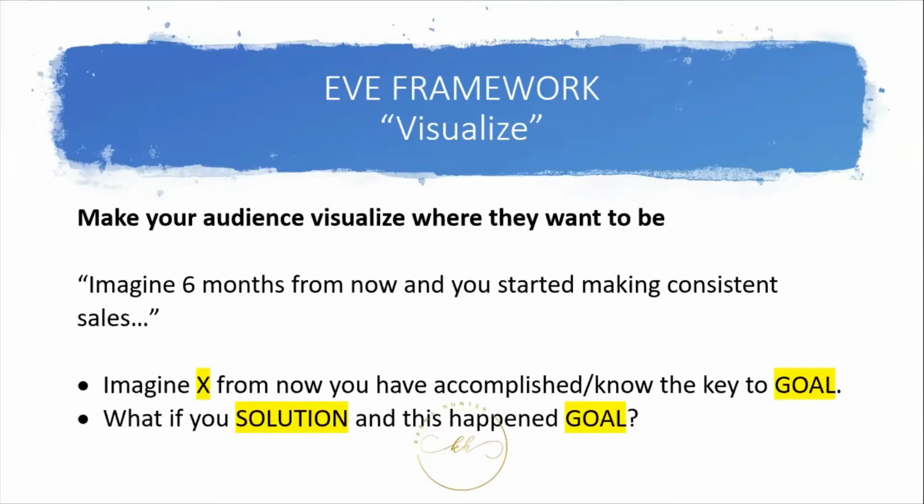Make your audience visualize where they want to be. This is basically where they want to be when they have achieved their goals. You can continue with, imagine 6 months from now and you started making consistent sales. So here are the formulas for that. Imagine 5 years from now and you have accomplished or know the key to blah, blah, blah goal.